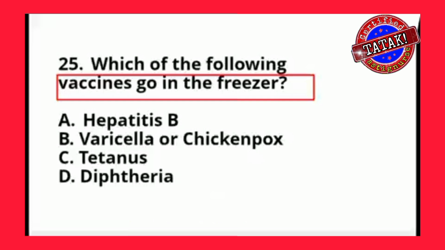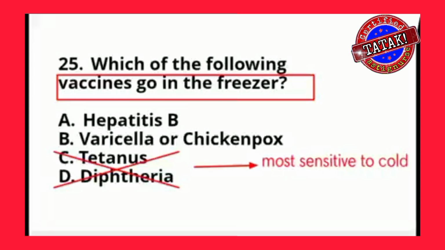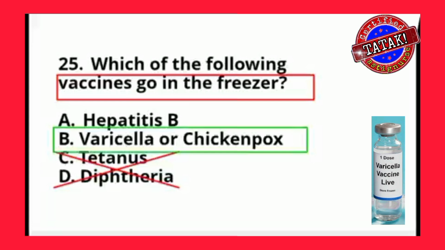So ika-cancel out natin or i-eliminate natin yung tetanus and yung diphtheria. Why? Because tetanus and diphtheria are the vaccines considered as the most sensitive to freezing and your cold. So bawal po sila sa extreme cold or freezing. So masisira yung ating tetanus and diphtheria kapag sila po ay nailagay sa freezer. So, hindi po sila dapat nakalagay sa freezer. So, tatanggalin natin dito sa option yung ating letter C and yung ating letter D. So, ang maiiwan sa ating option is yung letter A and itong si letter B. So, the correct answer in your question number 25 is letter B, the varicella or the chickenpox vaccine.